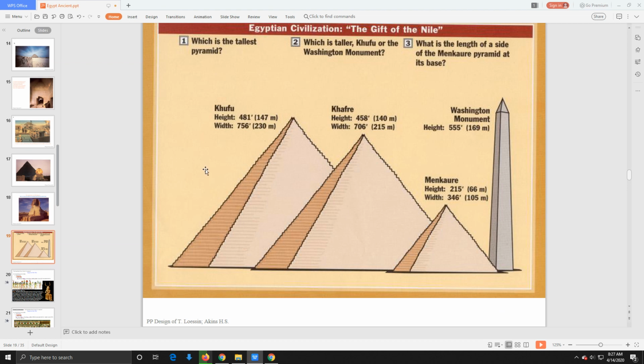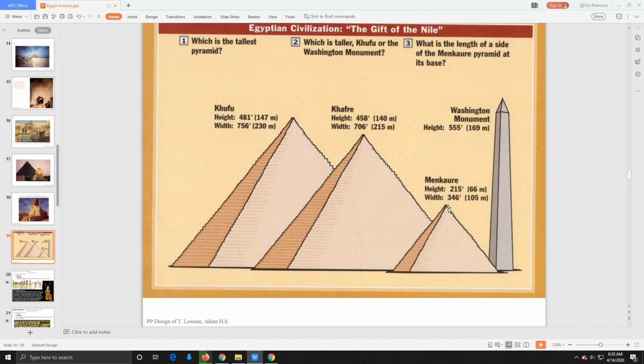So for size comparison, the three main pyramids. There's more than three pyramids out in the area of Giza in Egypt. Giza is a city that these pyramids are in. But there's more than just these three. These are the three biggest ones. So you can see the tallest one is 481 feet tall. And then the next one is 485. And the smallest one of the big three is 215.